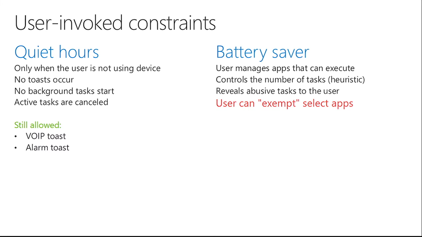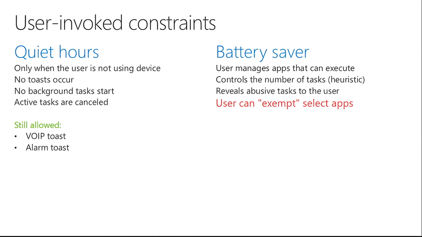But the user can put constraints on background tasks. So for example, during quiet hours, no background tasks will start and active tasks are cancelled. So that's quite stringent. Apart from voice over IP toasts and alarm toasts, of course. It would be annoying if your alarms didn't go off. Didn't go off, yes. And battery saver as well.